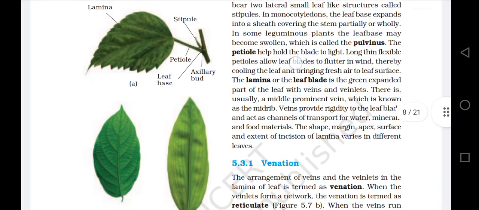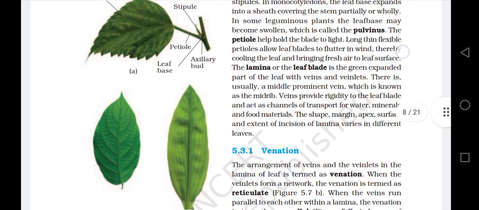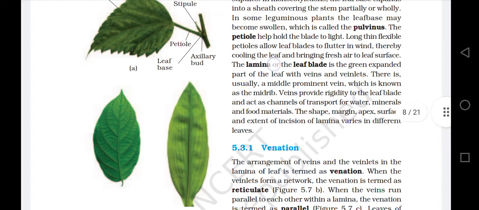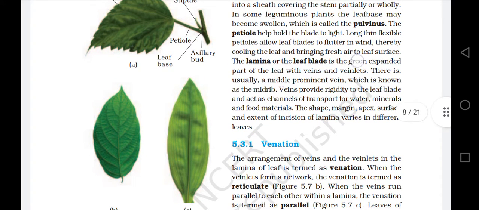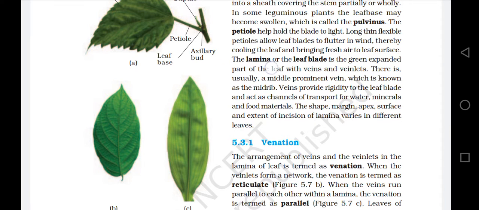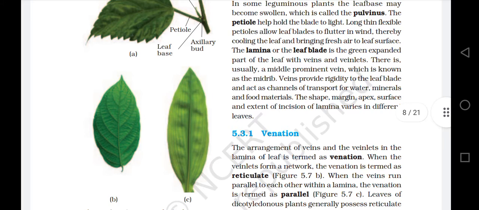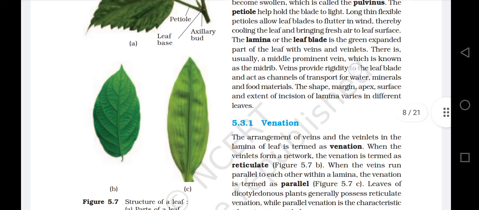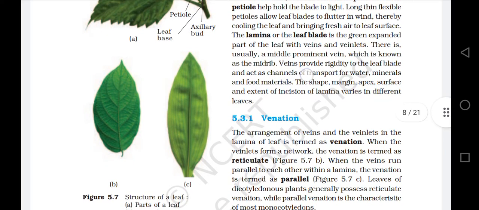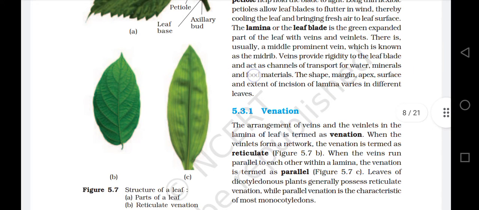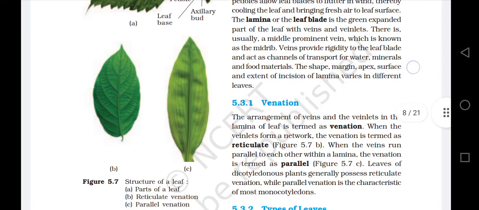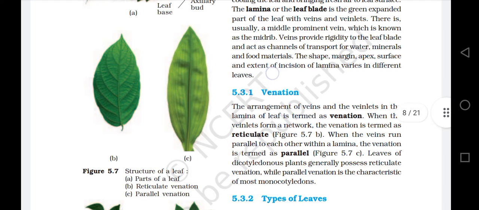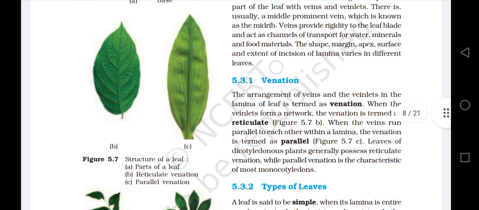The petiole helps hold the blade to light. Long, thin, flexible petioles allow the leaf blade to flutter in wind, thereby cooling the leaf and bringing fresh air to leaf surfaces. The lamina or the leaf blade is the green expanded part of the leaf with veins and veinlets. There is usually a middle prominent vein which is known as the midrib. Veins provide rigidity to the leaf blade and act as channels of transport for water, minerals, and food materials. The shape, margin, apex, surface, and extent of incision of lamina vary in different leaves.